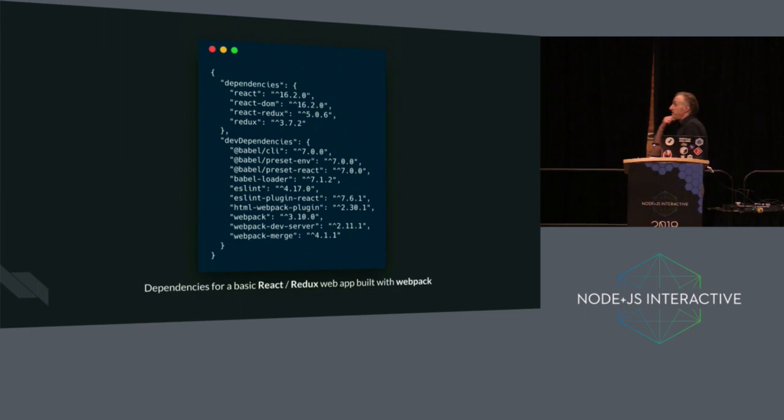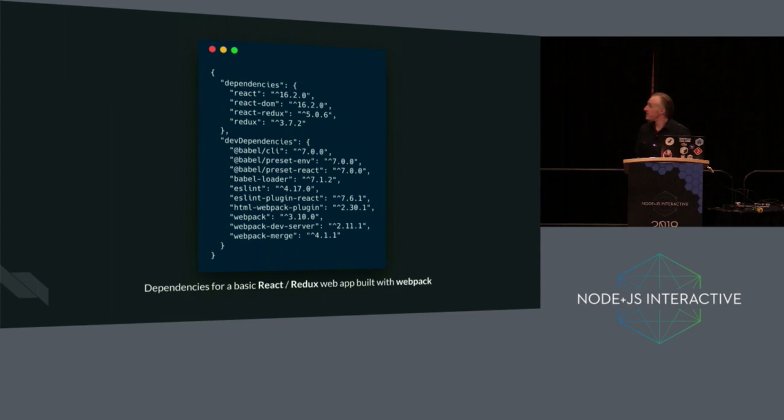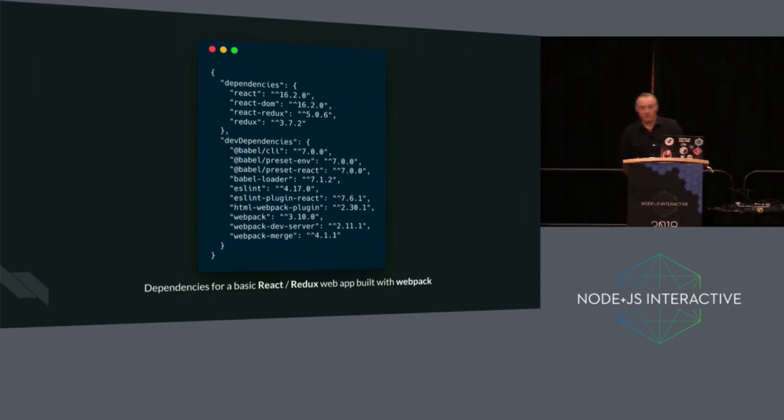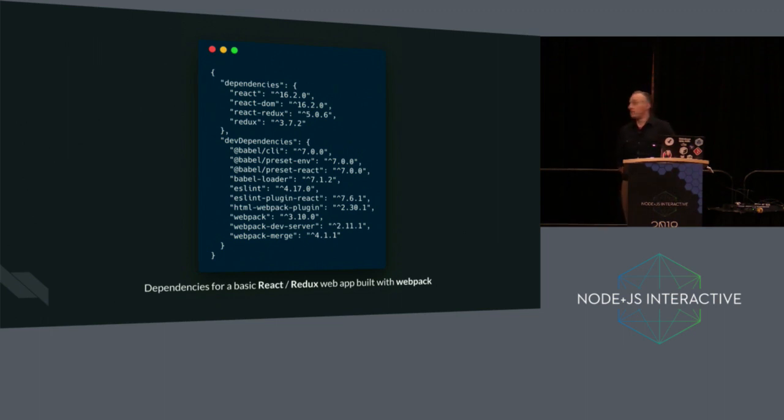So if we take this example of a basic React application, this is the package.json for that application. In our dependencies, which are typically set aside for the code that you'll actually bundle in your client-side application, we would see what we would expect: React, React DOM, Redux. And similarly, we have our dev dependencies, which include our build tools as we would expect, so Babel and Webpack and all those things.